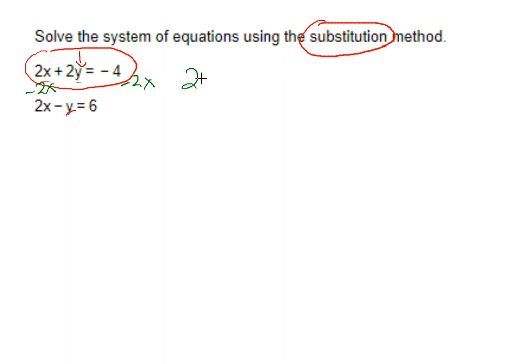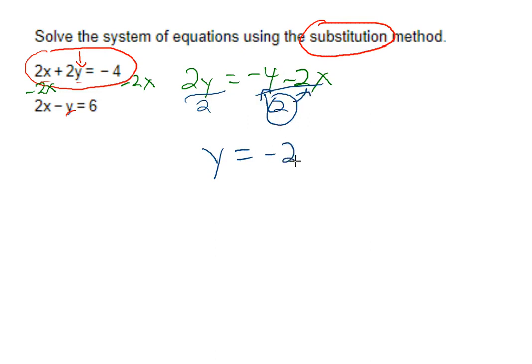So to solve that for y, I will subtract 2x from both sides, subtract 2x, subtract 2x. So I'll have 2y equals negative 4 minus 2x. And then we'll divide by 2 to get y by itself. So we get y is equal to, this 2 divides into both of these terms, so we get negative 4 divided by 2, which is negative 2. And then negative 2x divided by 2. So the 2's will cancel each other out, and I'll just get negative x. So that's from the top equation.